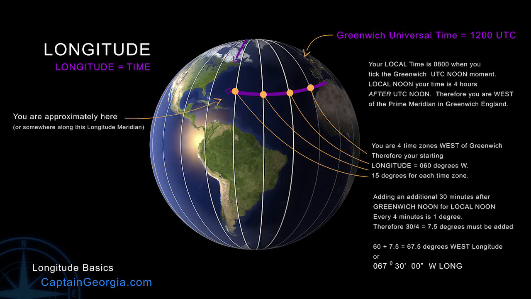giving us a total of 67.5 degrees west longitude, or 67 degrees, 30 minutes, 0 seconds west longitude, west of the prime meridian. That's our current location, our current longitude meridian. Our next step is to take this longitude data and the latitude data we learned previously and apply it to a chart, which we'll do in our next lesson.